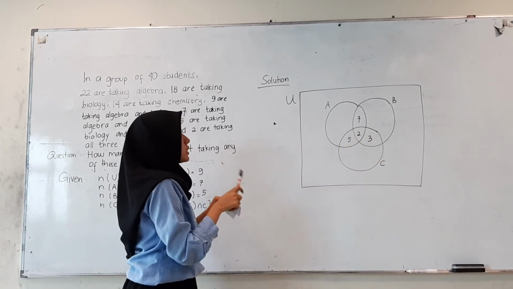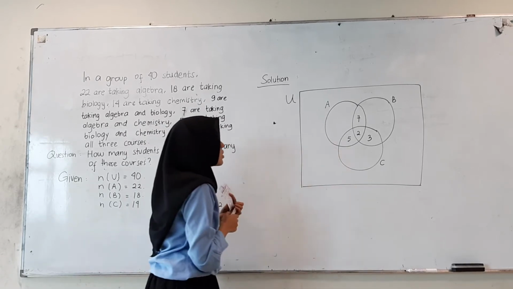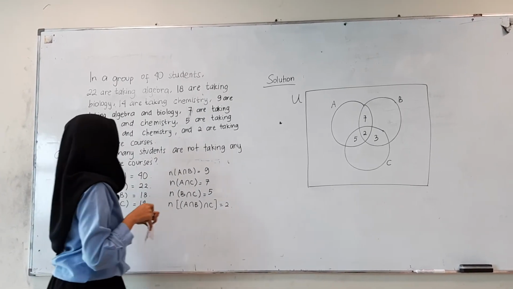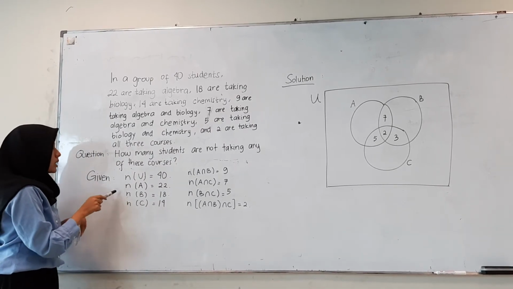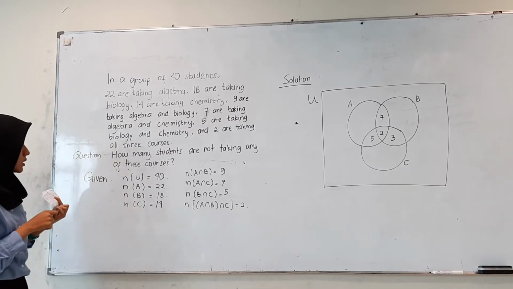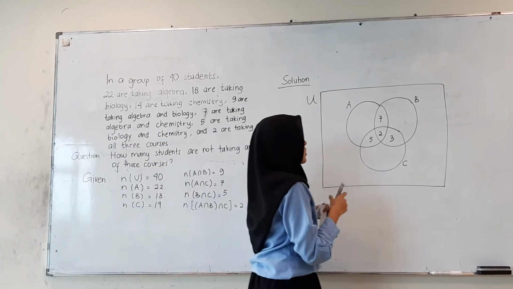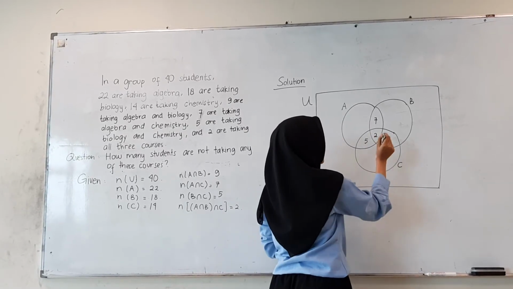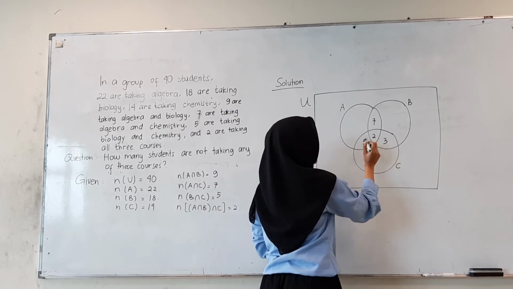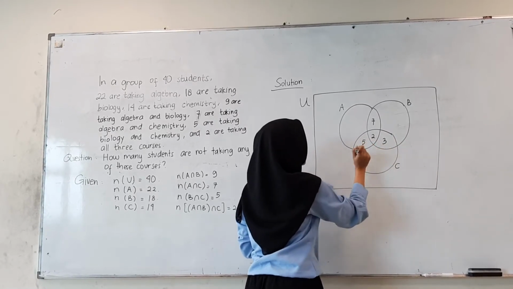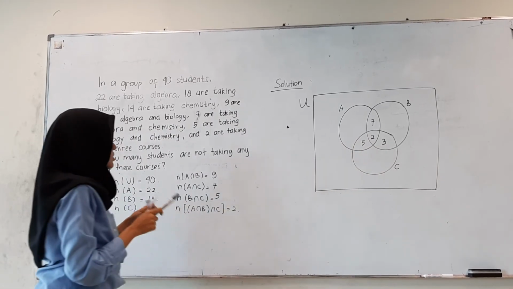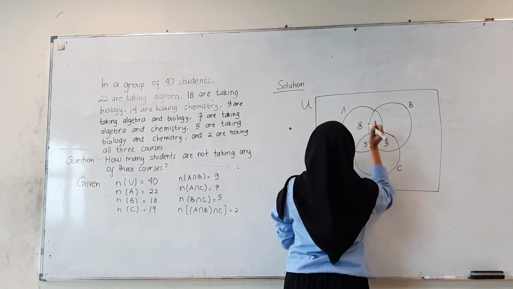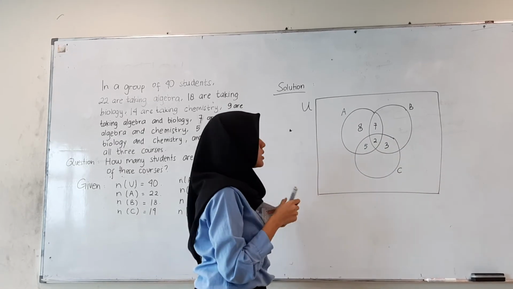And then from this diagram, I can find how many students are taking only algebra. And we know the number in the algebra set is equal to 22, but we have these numbers in here, so I would like to add up this 7 plus 2 is 9, plus 5 is 14, and I would like to subtract the number from 22, so I got 8 here. And I will do the same thing for set B.